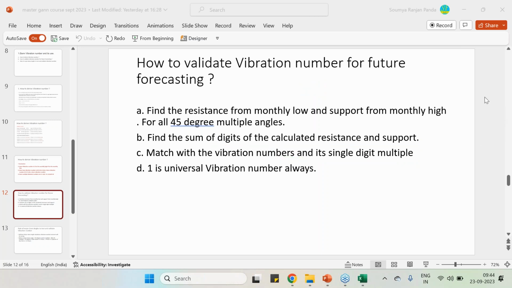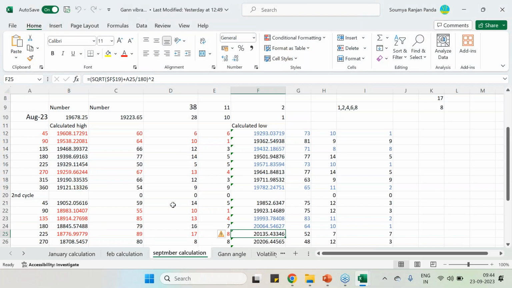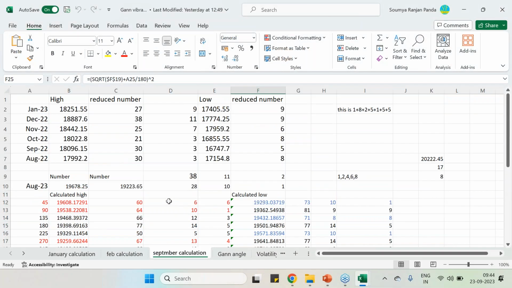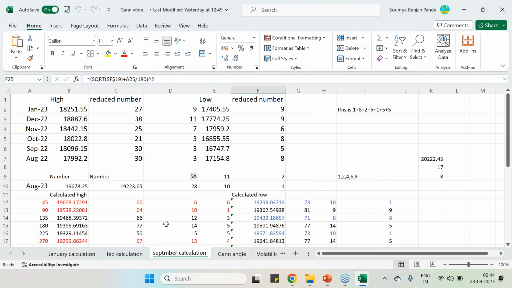So I will go to the Excel, it will be more clear. So here I am going for the Gann vibration number. This Excel also I will share with you. So January, February, September, you can come here. August data we are taking. August 2023, low was 19,223.65, high was 19,678.25. I have written a small macro with this.